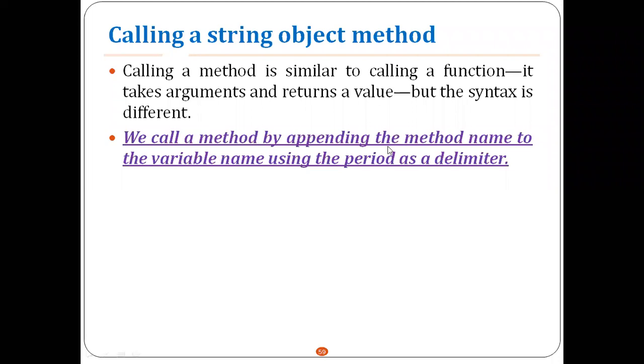That is, we call a method by appending the method name to the variable name using the period as a delimiter, right? In case of a function, we simply call the function with the argument list without appending it to the string object, but the method name is appended to the variable name using the period as a delimiter.